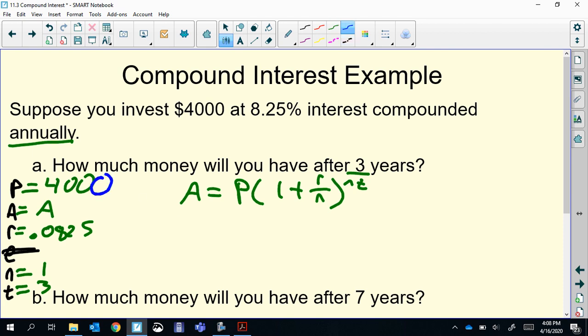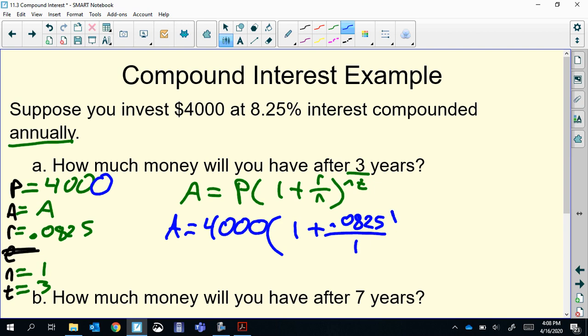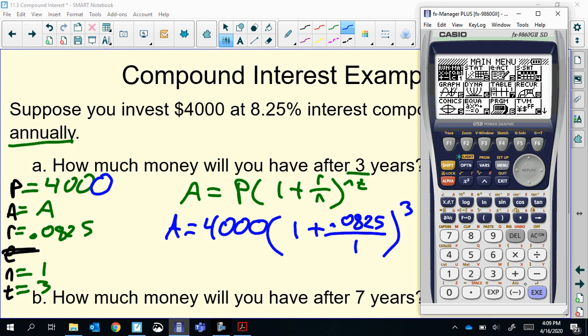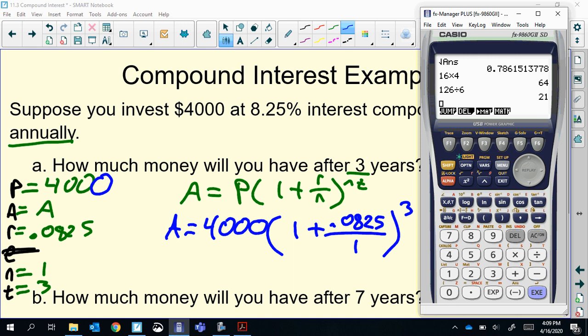So, oops, extra 0 there. R is 0.0825 over N, which is 1, and then to the power of N times T, so 1 times 3 is 3. You will use your calculator for these. So in our calculator, start with the parentheses, and within that you would start with division, but that's not really any division. So we have 0.0825 plus 1 inside the parentheses. And then next you do parentheses, exponents, then multiply, just following your PEMDAS order of operations.